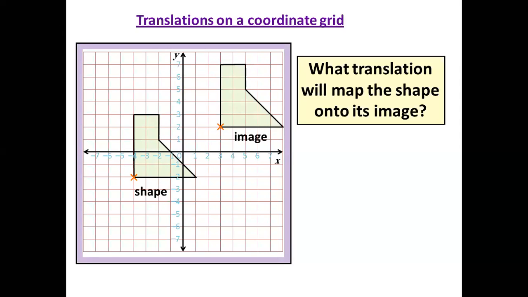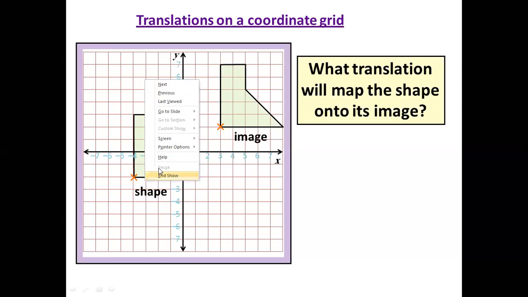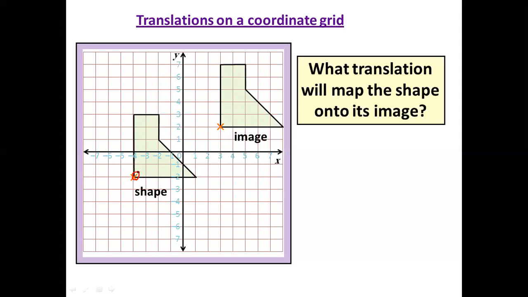What translation will map this shape? Guys, here we have a shape and there's an image. I'm going to ask you to make a description of what will happen. Look at any point, determine any point. For example, we talk about this point here, and after we translate this point it will become here. So I will find the description for this point, and that's what happened for the whole shape.